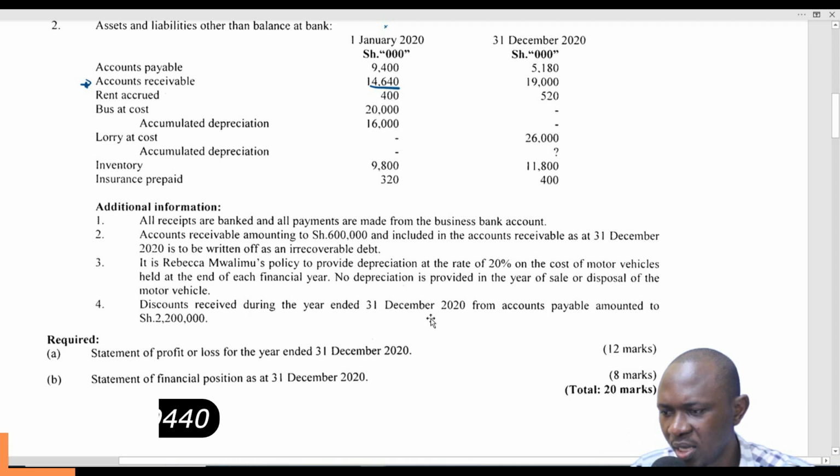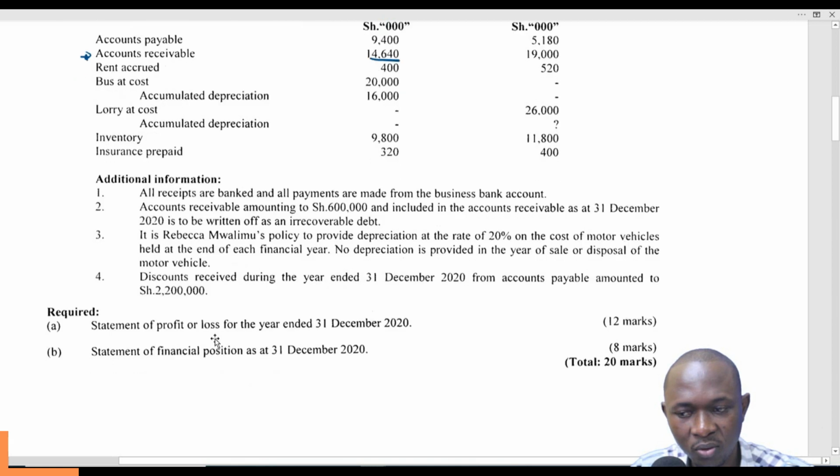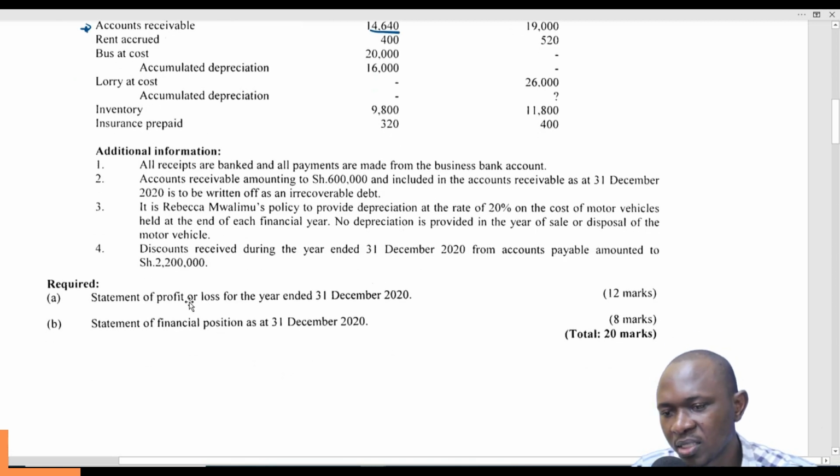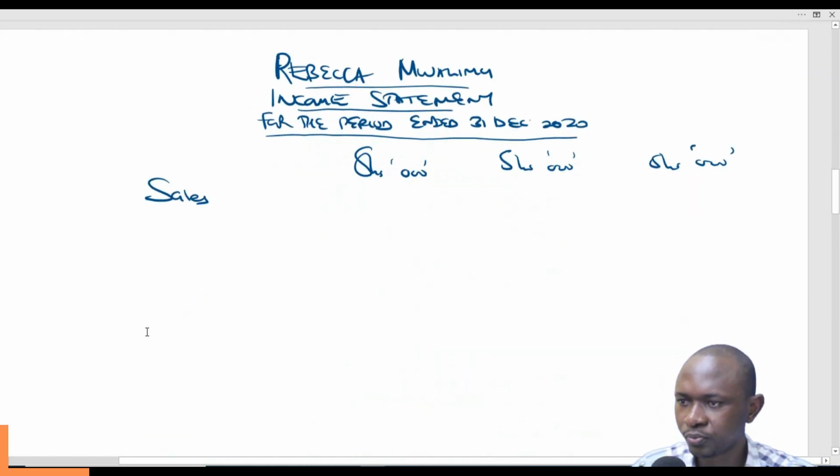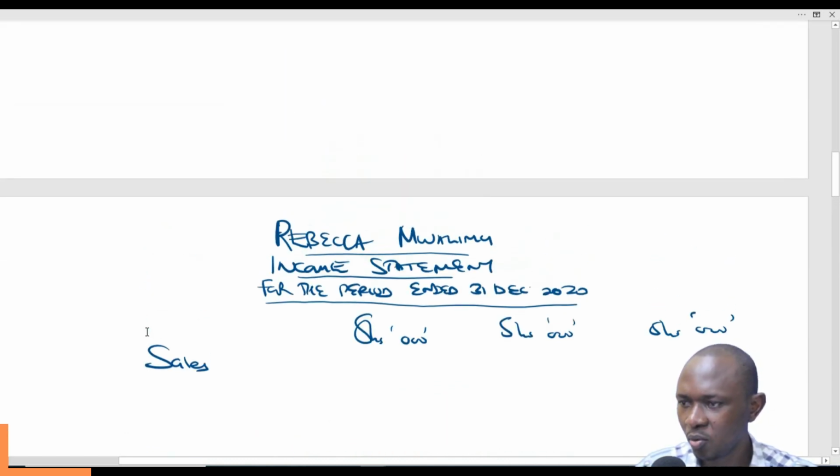Discounts received during the year ended 1st Dec 2020 from accounts payable amounted to 2,200. Okay, statement of profit and loss for the year ended 1st Dec. That's what is expected of us, and statement of financial position as at the same period. So, this is Rebecca Mwalimu.